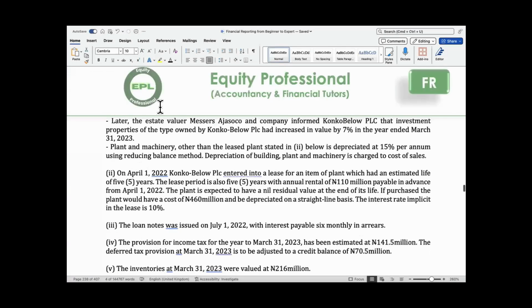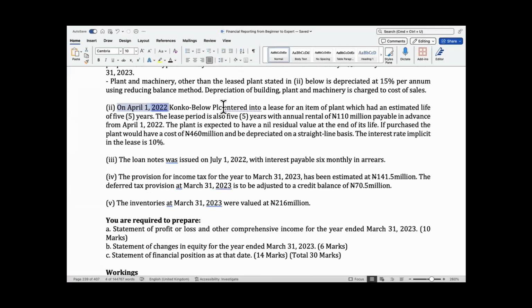On April 1st, 2022, Cocom Below PLC entered into a lease for an item of plant which had an estimated life of 5 years. The lease period is also 5 years. Annual rental is 110 million payable in advance from April 1st, 2022. The plant is expected to have a nil residual value at the end of its life. If purchased, the plant will have a cost of 460 million and be depreciated on a straight line basis. The interest rate implicit in the lease is 10%.